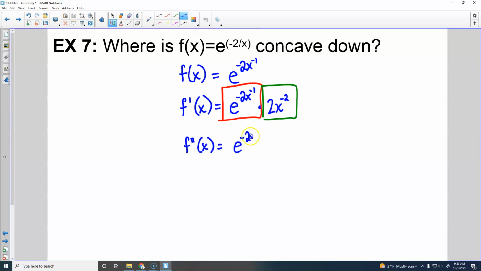So if you use product rule, you would have e to the negative 2x to the negative 1 times the derivative of 2x to the negative 2, which is going to be negative 4x to the negative 3rd, plus 2x to the negative 2 times the derivative of e to the negative 2x to the negative 1. We just did the derivative of e to the negative 2x to the negative 1. It was f prime of x, right? So that's going to be e to the negative 2x to the negative 1 times 2x to the negative 2.